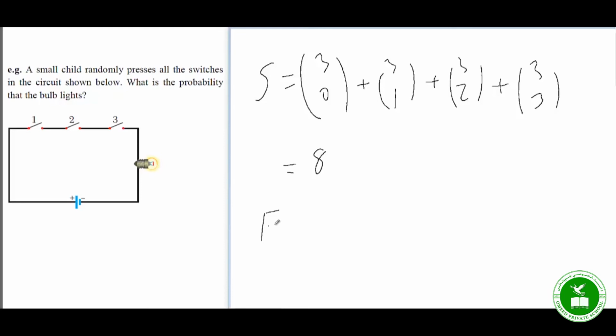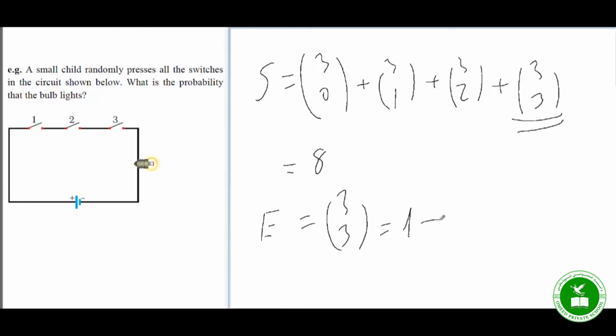But what does the event want us to find? If all of them are closed. It means this one, the combination of 3 from 3. From these three switches, all of them must be closed. So it's equal to 1.